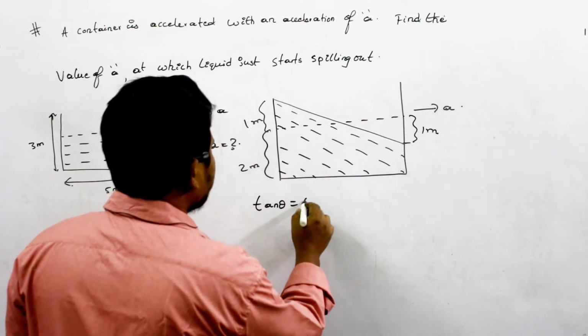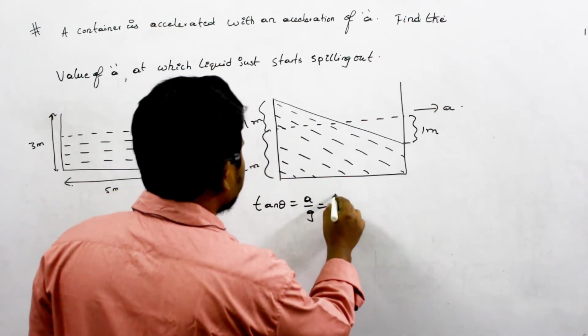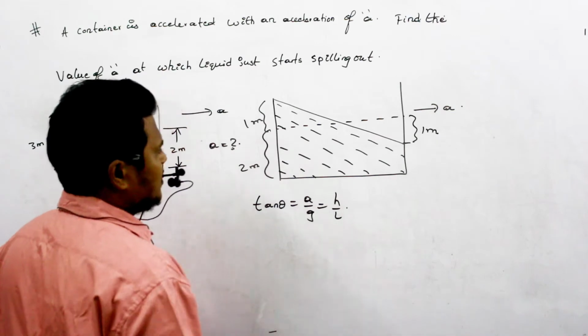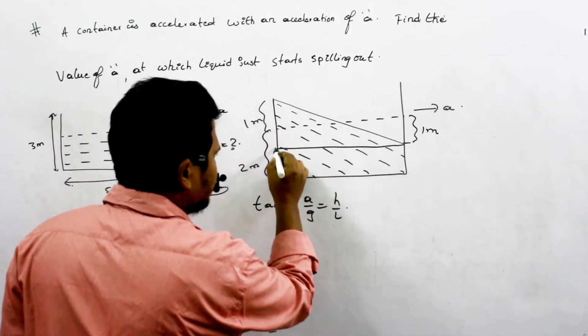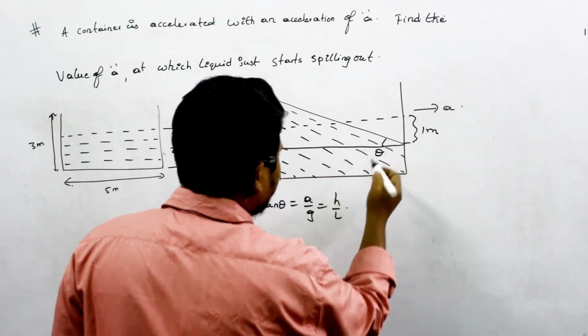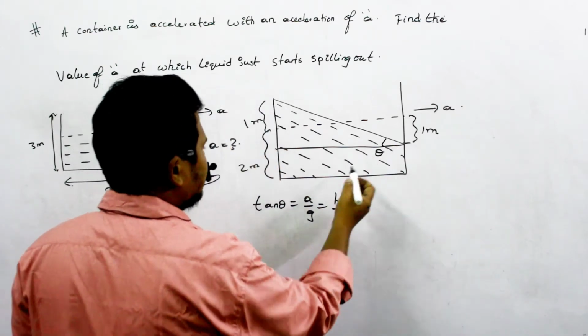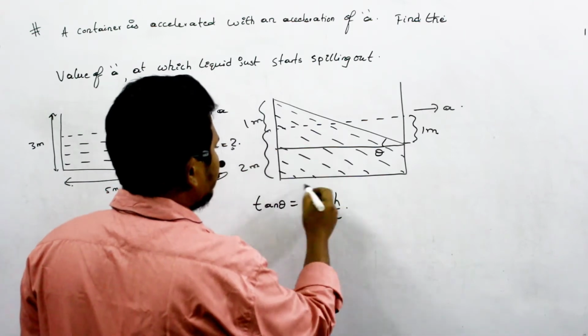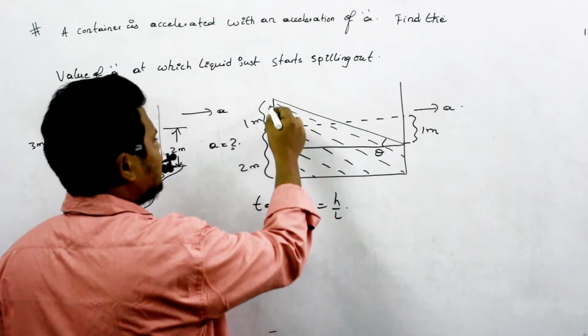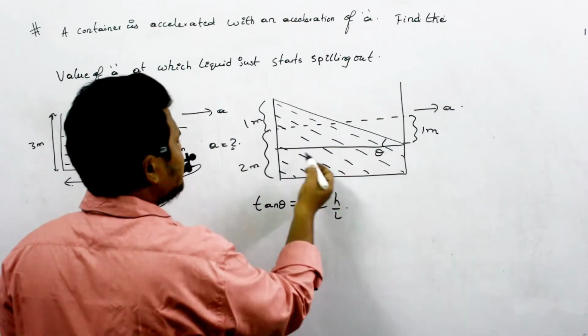Tan theta is equal to a by g, which is equal to h by l. So the angle made by the liquid surface, I can take it as theta, and tan theta is equal to this h divided by l. So what is the height of this liquid from this position?